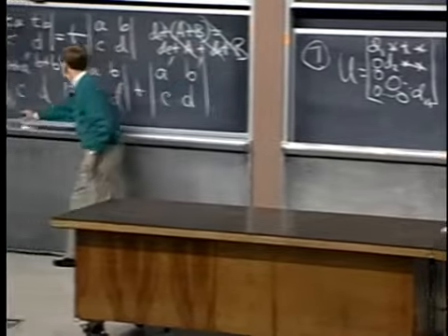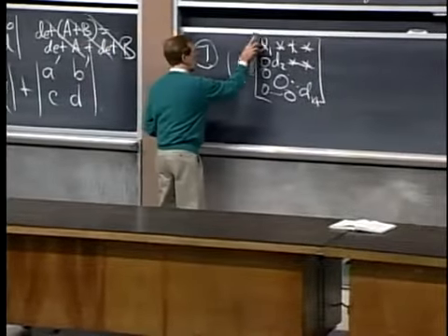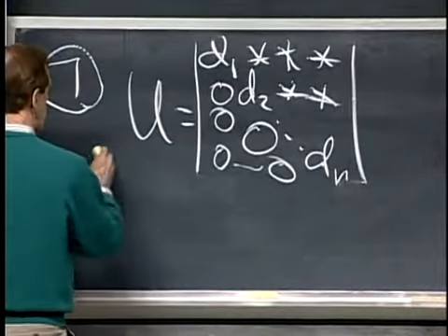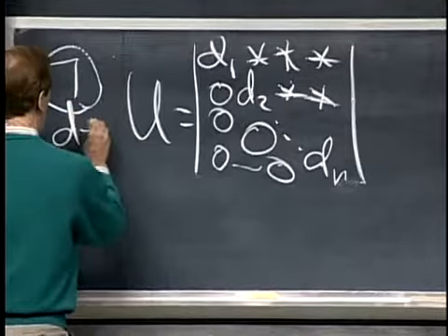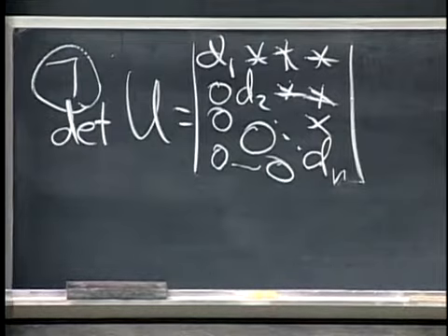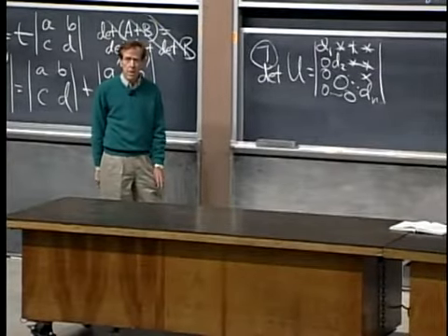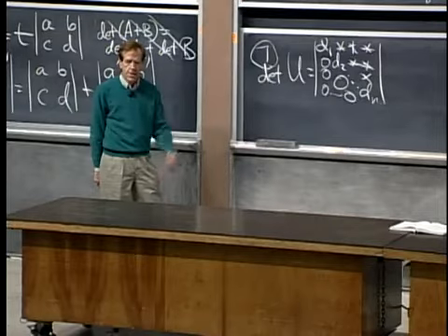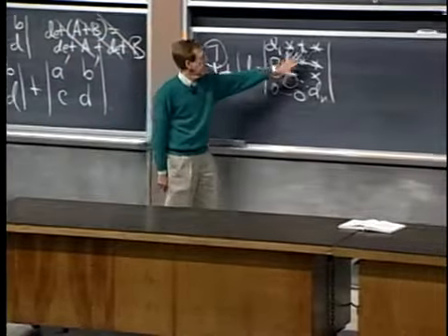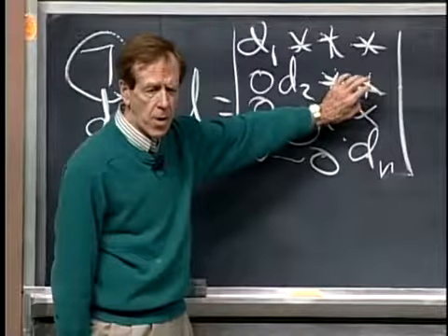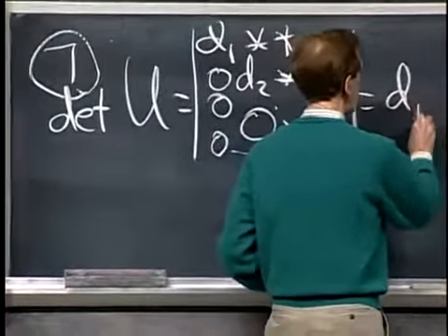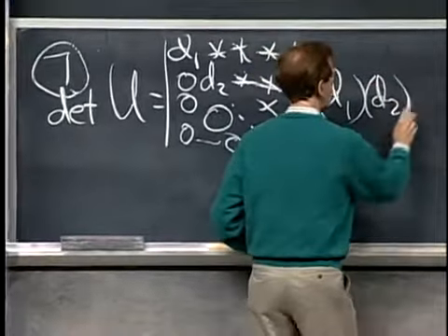Let me use an eraser to get that vertical bar again, so that I'm taking the determinant of U. So what is the determinant of an upper triangular matrix? Do you know the answer? It's just the product of the d's. These things that I don't even put in letters for, because they don't matter. The determinant is d1 times d2 times dn.